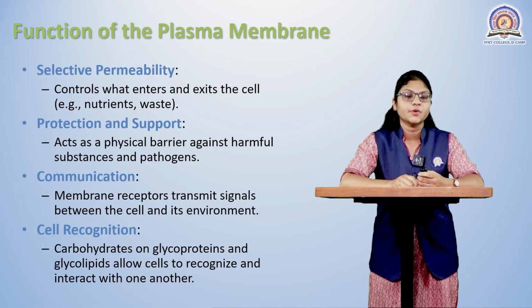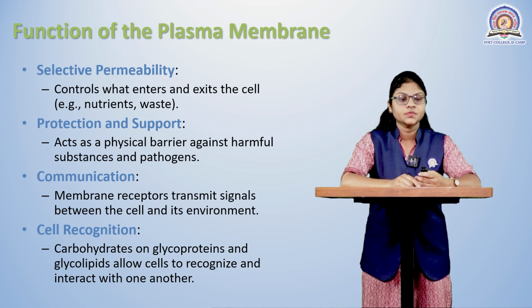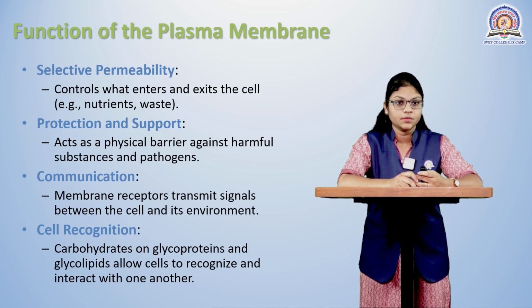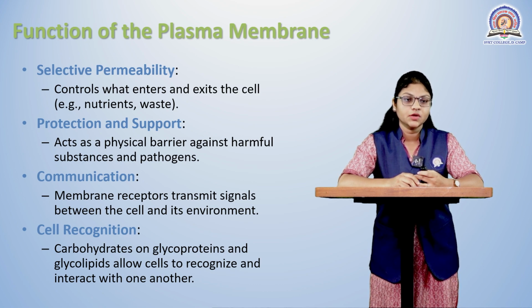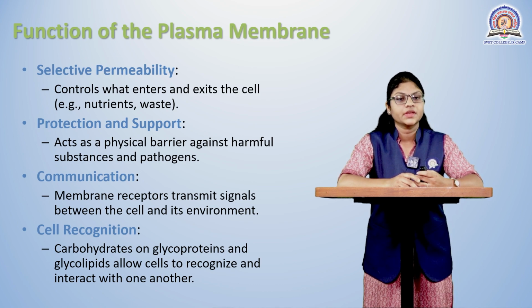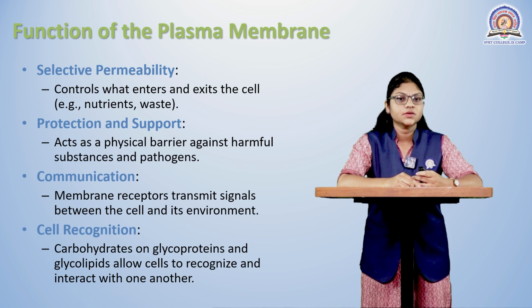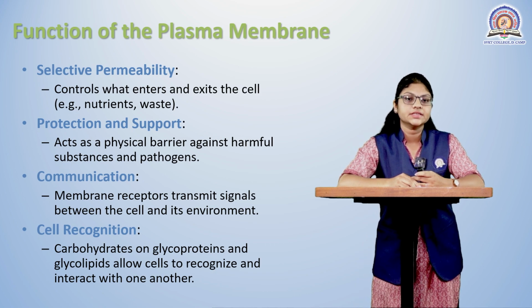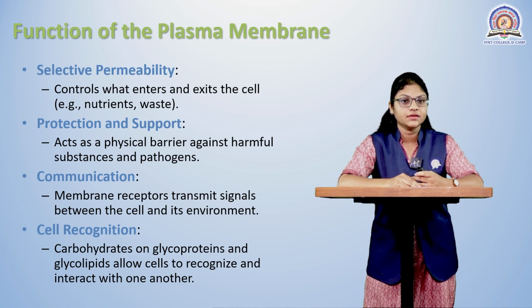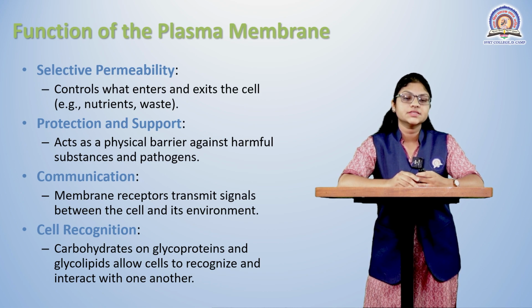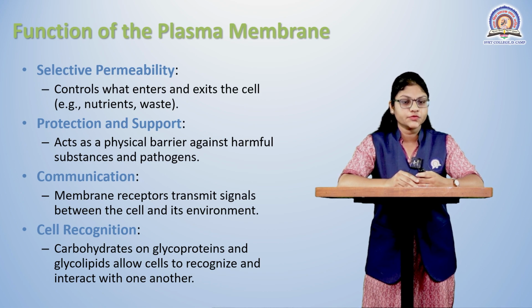Now let us discuss the functions of the plasma membrane. Very important functions are performed by this cell membrane. One is selective permeability. As we discussed earlier, it controls what should enter and exit the cell. For example, when there is a deficiency of nutrients in the cell, nutrients are carried from outside to inside the cell. When there is a need to throw out waste from the cell, waste is removed from inside to outside the layer.